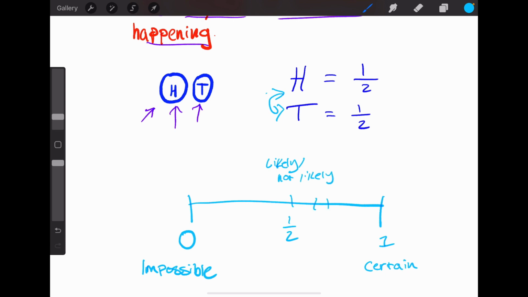And any of these numbers in the middle, that is more likely because it is higher than 50%. And any of these numbers back here means it's unlikely.